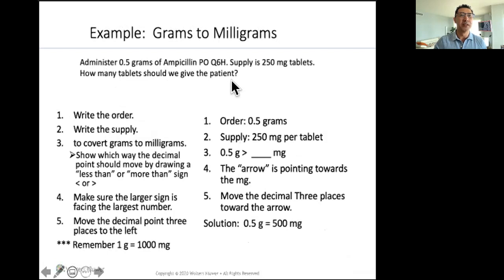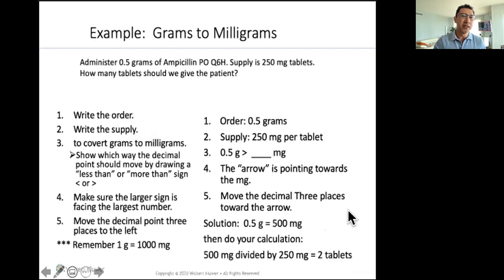Oh, I forgot to read the question. How many tablets do I need for 0.5 grams of ampicillin? So then you can do the calculations from there. 500 milligrams divided by 250 is 2 tablets. Most of you can probably do this in your head, but start working on the calculation, because come testing time, you need to show your work. One thing that happens during testing is you do the work, it's perfect, but you click the wrong thing on the computer, so it's wrong.